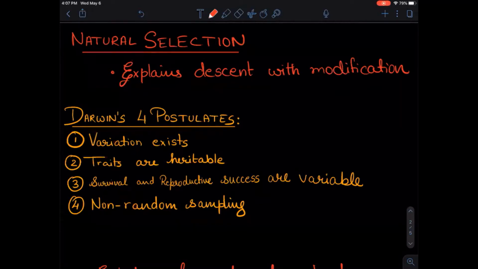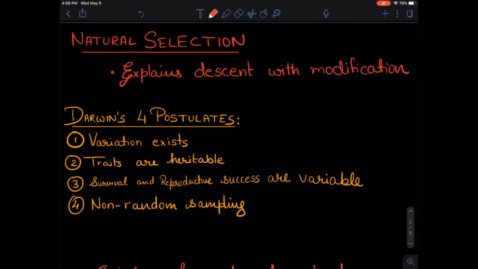It was natural selection that Darwin was able to point out as an explanation, and that's why his theory gained popularity. So Darwin had given four postulates. These were variation exists among animals and organisms, in fact. There are traits which are heritable. That means that certain characteristics are passed on from parents to offsprings through genes or epigenetic inheritance and other mechanisms.